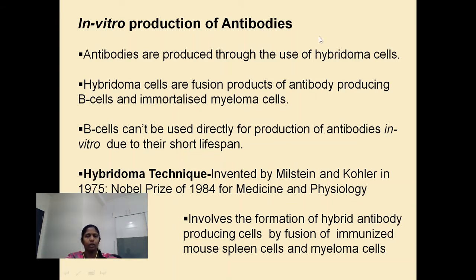This technique, the hybridoma technique, involves the formation of hybrid antibody producing cells by electrofusion of immunized mouse spleen cells and mouse myeloma cells. Instead of mouse, any other experimental animal can also be used.